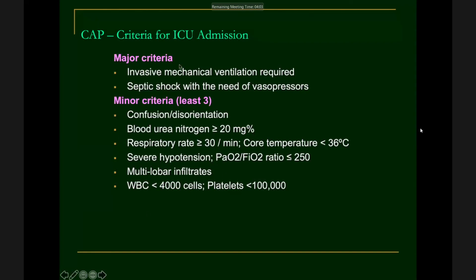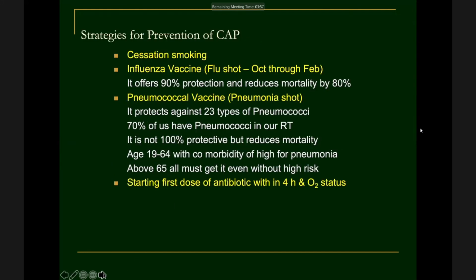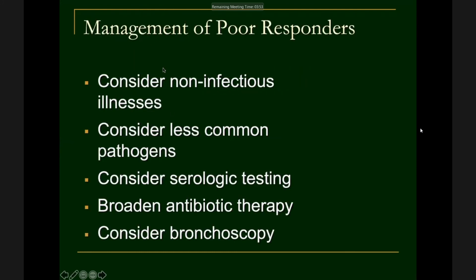So what is the criteria for the ICU admission? Already I told you, it should be CURB 3. So I'm not skipping this. Coming to the management of the poor responders: consider non-infectious illness, consider less common pathogens, consider serological testing, and broaden the antibiotic therapy if the patient is not responding. And then we also have to consider bronchoscopy in the case of a non-responder.